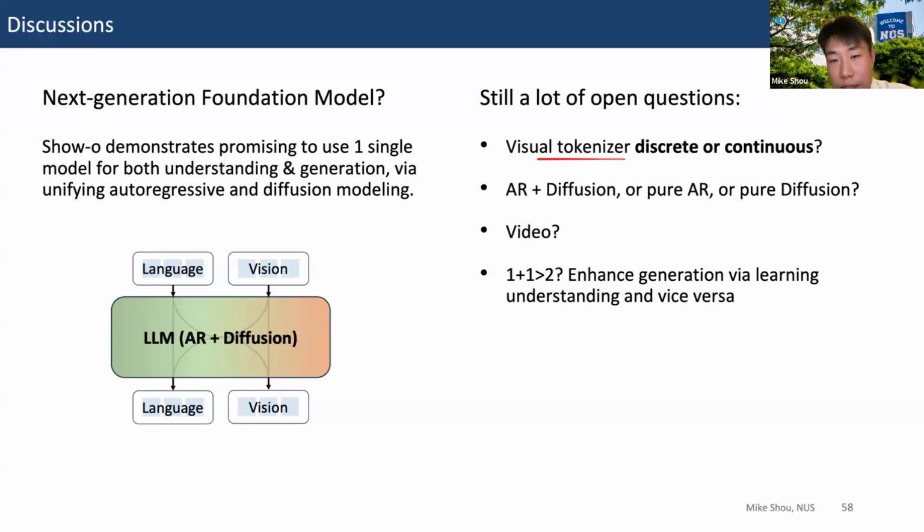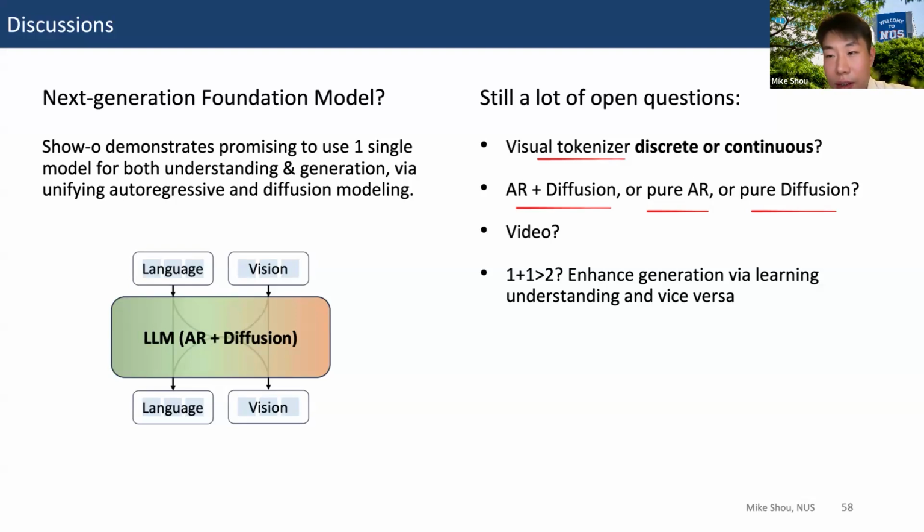There is also research around how Shou, which unifies autoregressive and diffusion, compares to a purely autoregressive model. And will we go another way around and use a purely diffusion model? Also for video, can we use Shou for video generation? And there are questions around whether 1 + 1 can be larger than 2. We are doing both tasks in the same model, so can we see some kind of benefit from each other? For example, by learning understanding, can we enhance image and video generation, and vice versa?